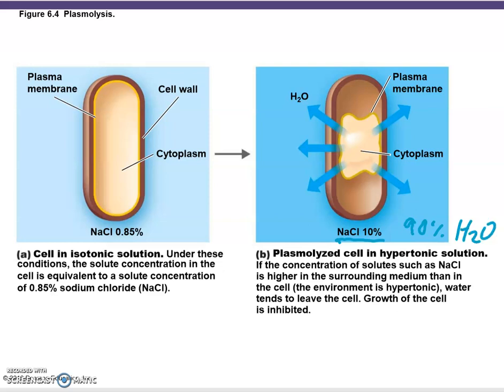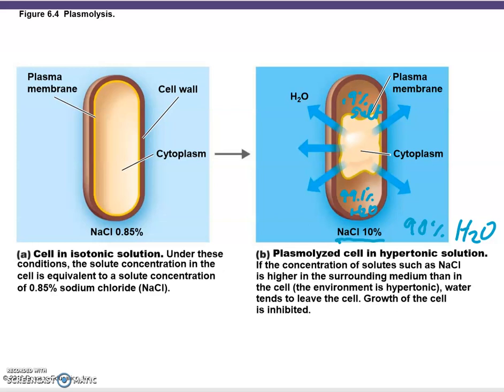Inside the cell, we have 0.9% salt. Therefore, we have 99.1% water, so 99.1% H2O inside the cell. So where's more water? Well, obviously 99.1% is more water than 90%. So water will go down its concentration gradient, and we call that osmosis, diffusion of water.